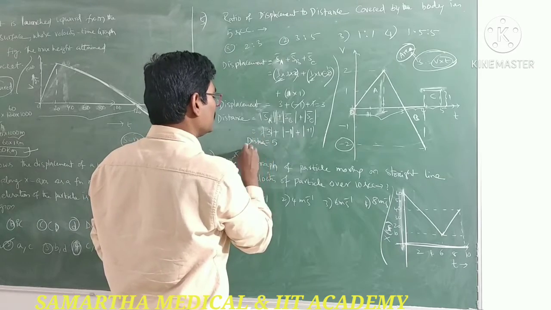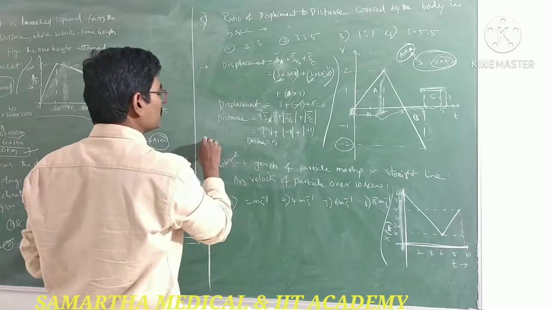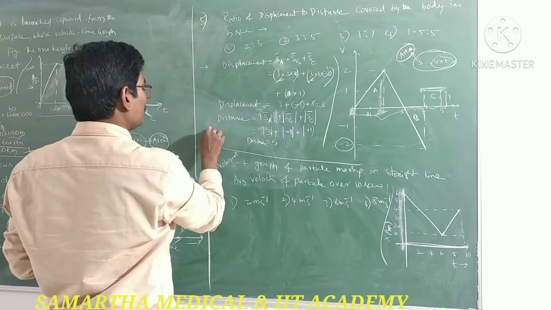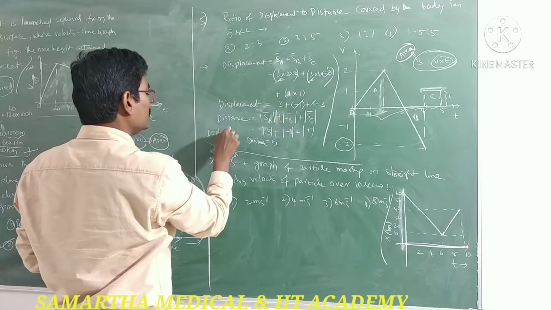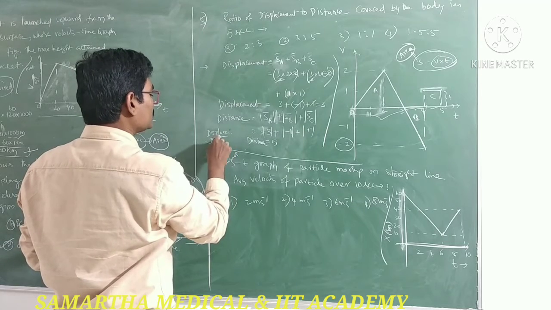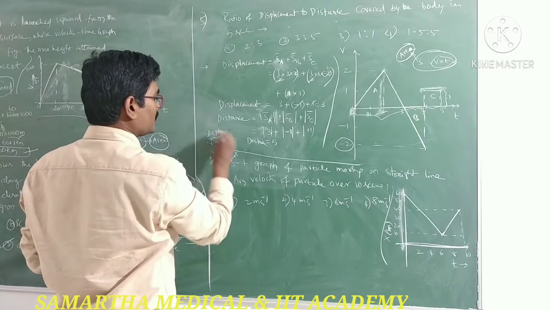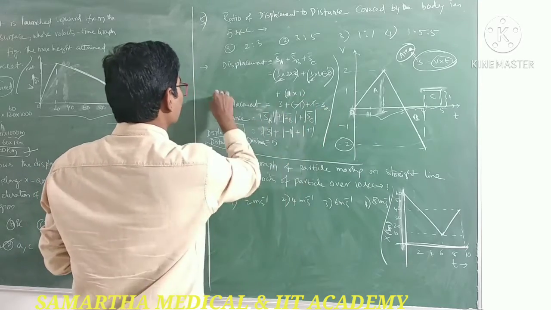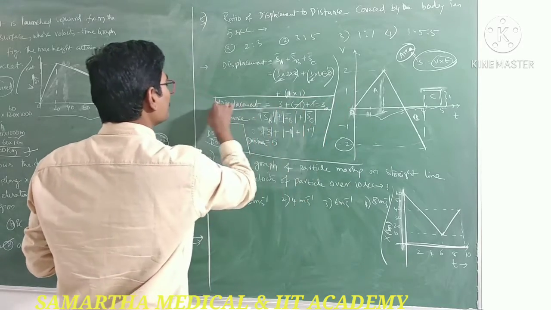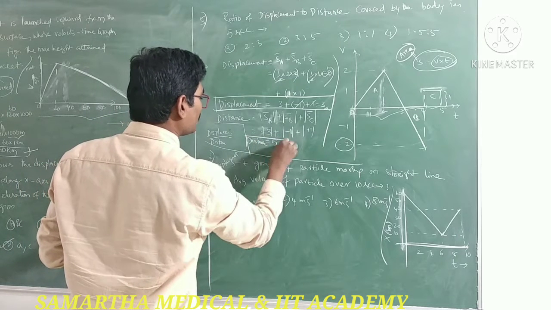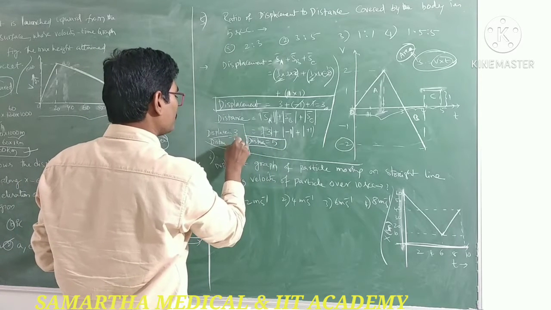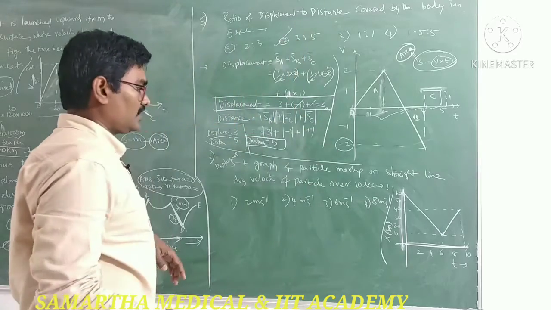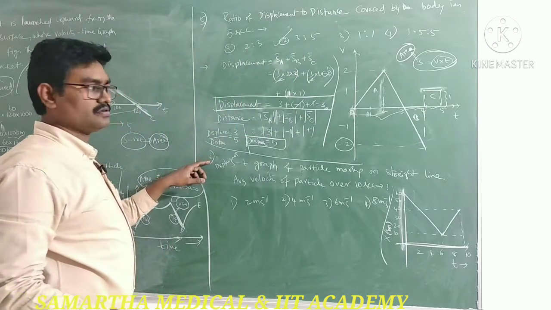Now they are asking for the ratio of displacement to distance. So what is the ratio of displacement to distance? Displacement by distance is equal to, what is the displacement you got here? 3. Displacement you got 3 units and distance you got 5 units. So 3 by 5, so 3:5 is the answer. So the second option is the answer, right? Next, go to another question.